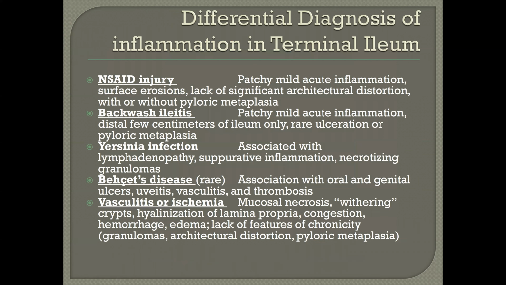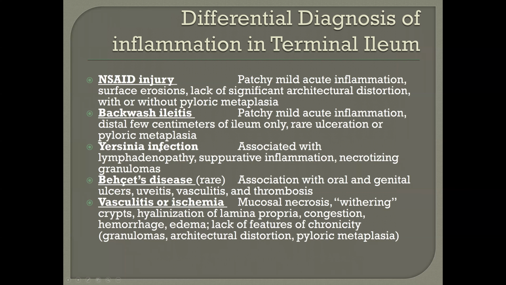Well, since we see inflammation in the terminal ileum and Crohn's disease is something we're going to think about, there are a few other things that should probably be excluded when you see it. So one is nonsteroidal drug injury. This can produce ulcerations, variable surface inflammation, with or without pyloric metaplasia in this area. Backwash ileitis, typically associated with some degree of colonic inflammation in ulcerative colitis, can occur. It's rare, and again, you can occasionally get pyloric metaplasia.